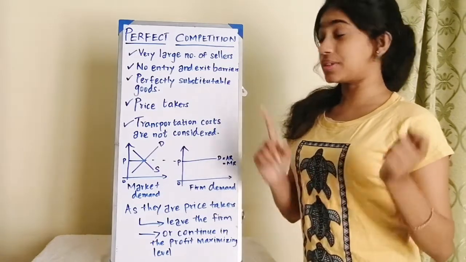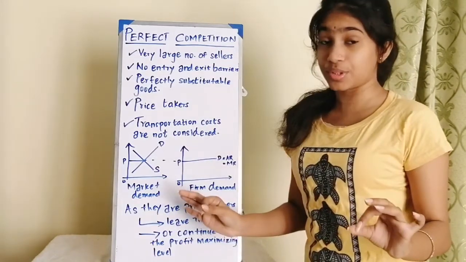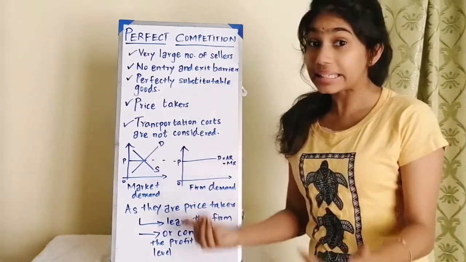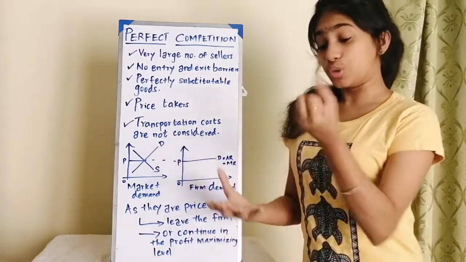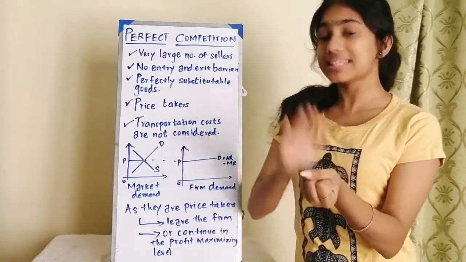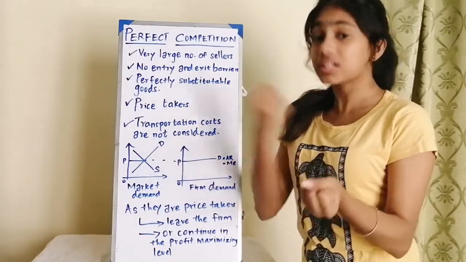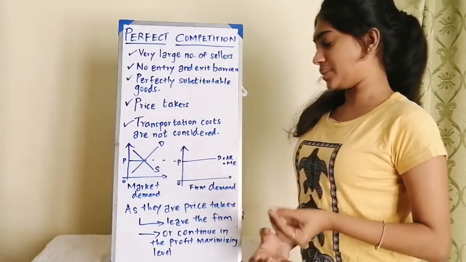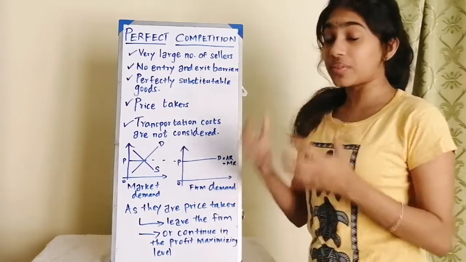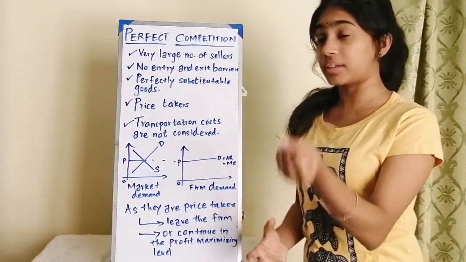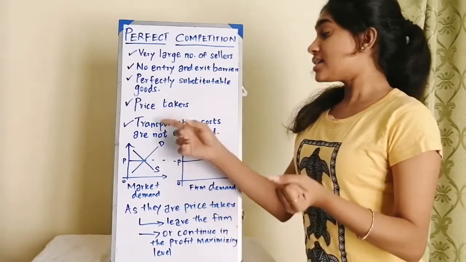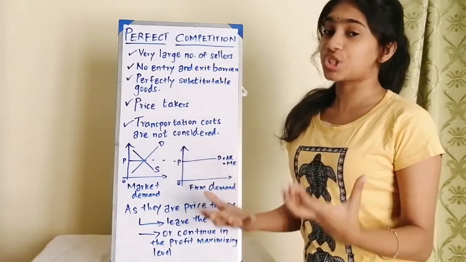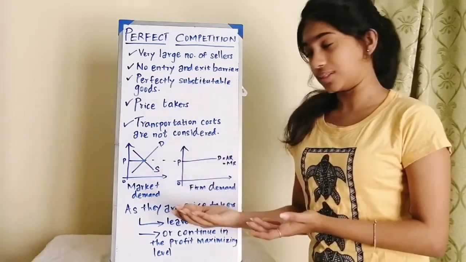The products in a perfectly competitive market are perfectly substitutable, which means they are highly homogeneous. So the utility we get from one vegetable is the same as the utility we get from any other vegetable. That is said to be perfectly substitutable. Whenever the price is determined for a good in a perfectly competitive market, transportation costs are not considered as much as they are for other goods.